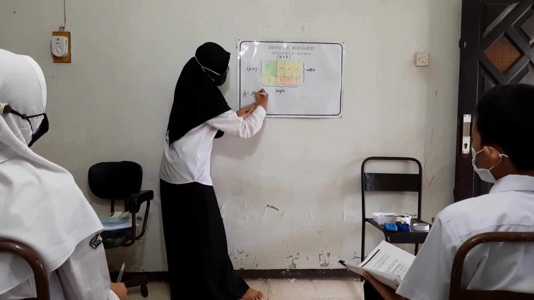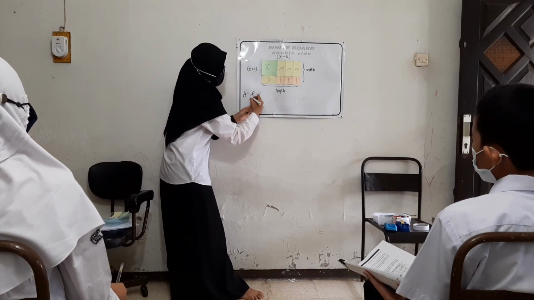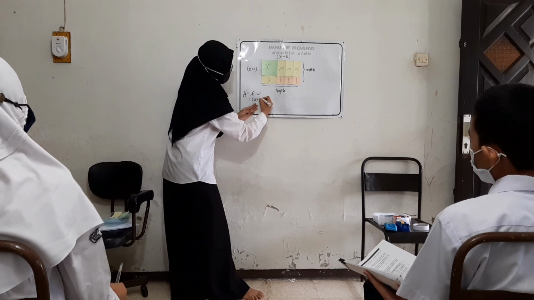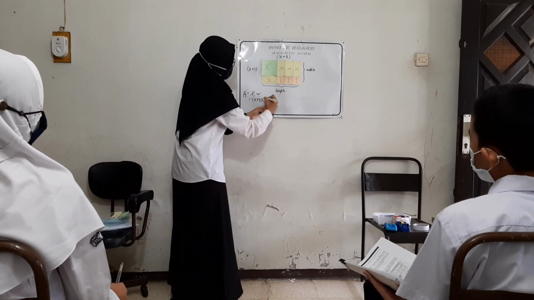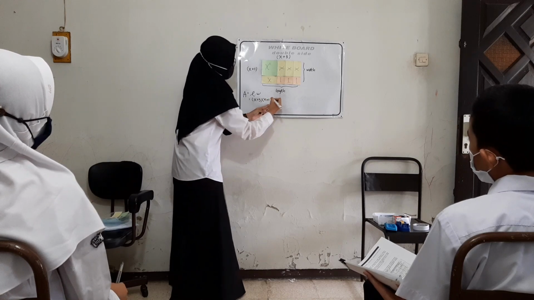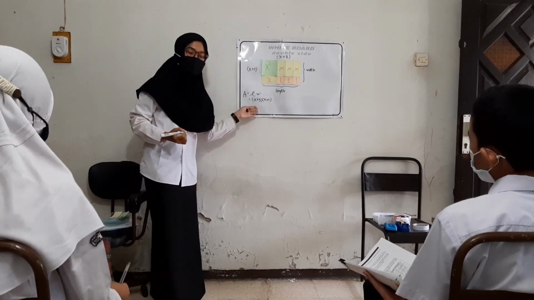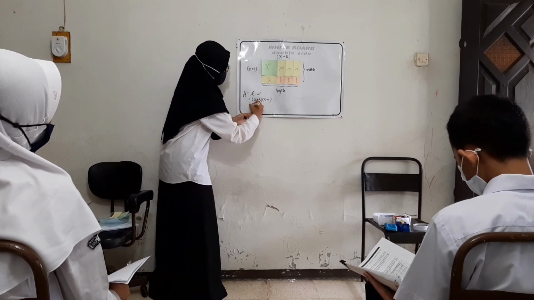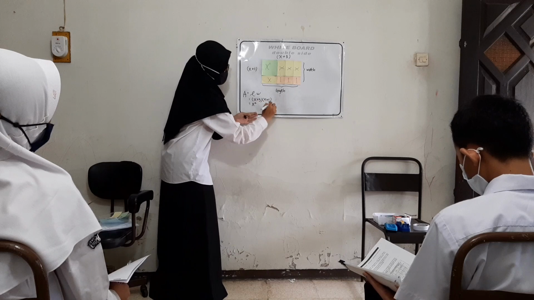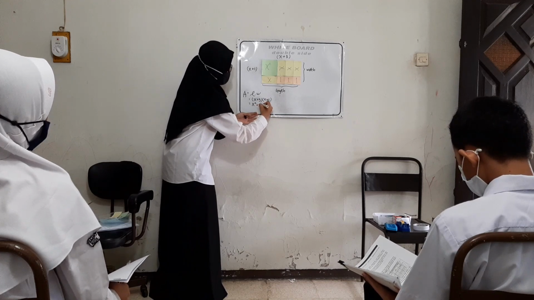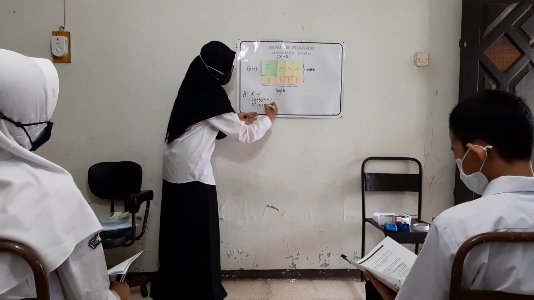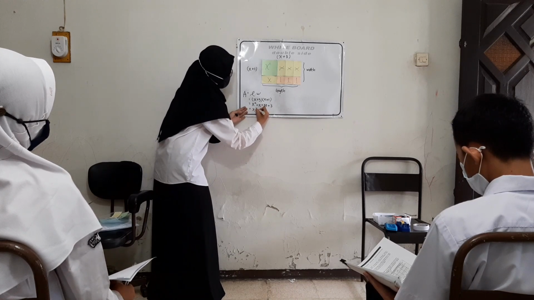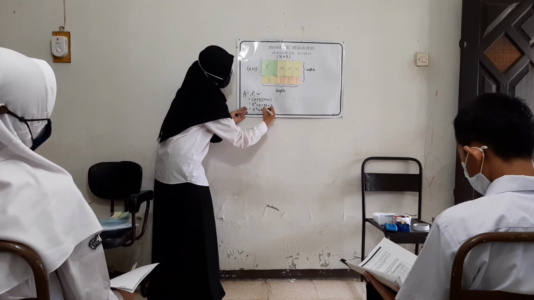So we get the length is x plus 3 and the width is x plus 1. So we can calculate this: x squared plus x plus 3x plus 3, so x squared plus 4x plus 3.